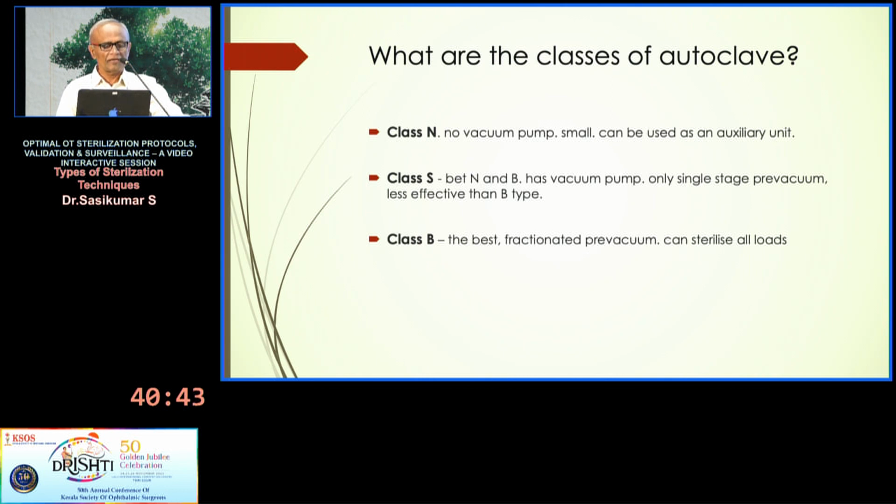One is the N class and the B class and a class S in between. It is easy to remember. Class N is the normal autoclave. It doesn't have any vacuum pump. It is small and can be used as an auxiliary unit.